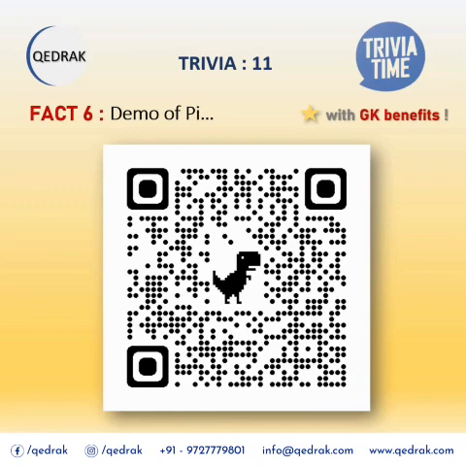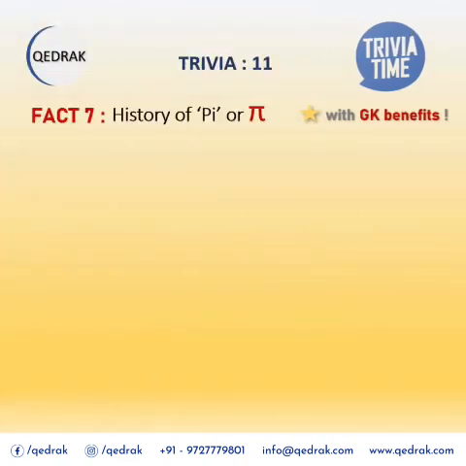Use this QR code to see an animated explanation of how pi can be found by using a circle with a diameter of 1 unit. The circumference of this circle is pi. Pi has been known for almost 4,000 years.